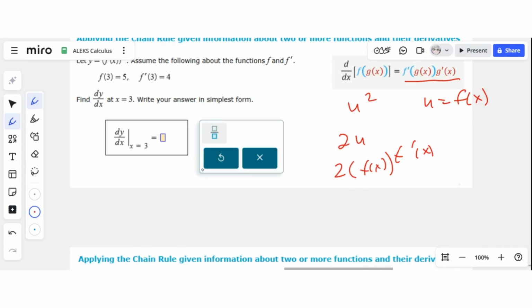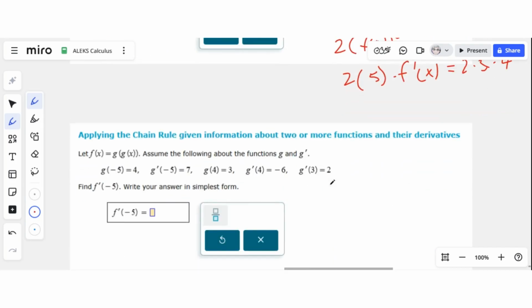Let's plug those values back in. We know that we want to find this at x equals 3. f of 3 is 5, so that's this value in here. So this is 2 times 5 times f prime of 3, and f prime of 3 is 4. So this is 2 times 5 times 4, which is going to be 40. All right, let's try one more.